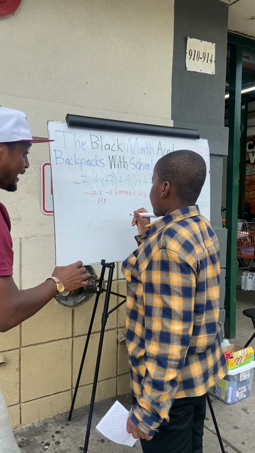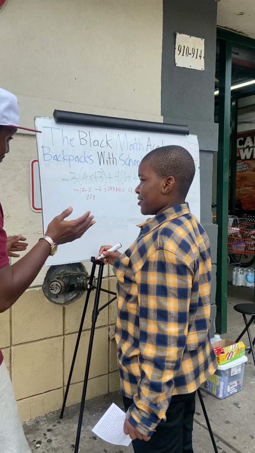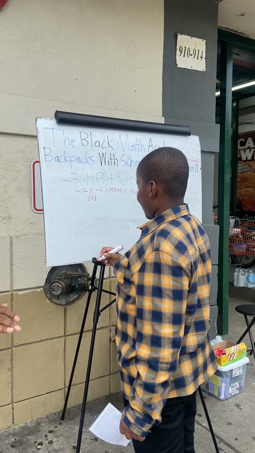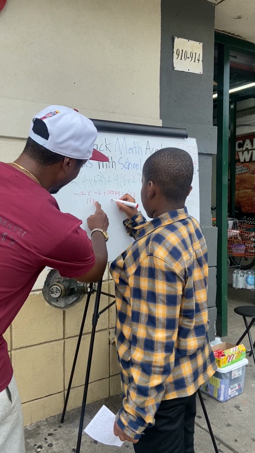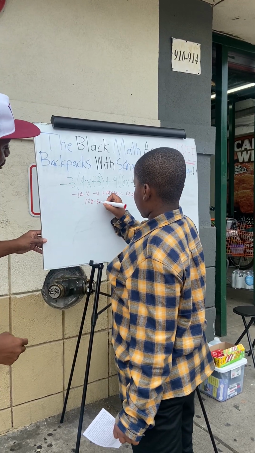Negative. There it is. Not 5, negative 5. They're not the same numbers. Okay? Positive 5 and negative 5 are not the same thing. So we have to be different. Right here. Minus 5. Right here, next to the 12. Minus 5 equals.